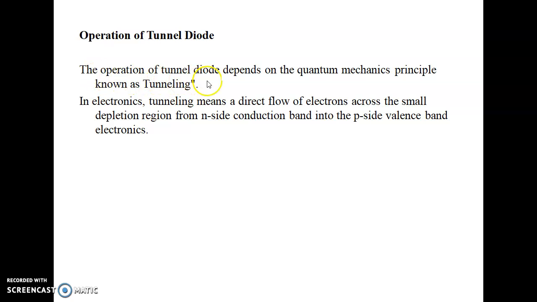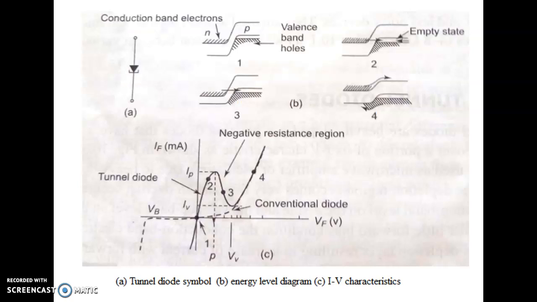The operation of a tunnel diode depends on the quantum mechanics principle known as tunneling. In electronics, tunneling means a direct flow of electrons across the small depletion region from the n-side conduction band into the p-side valence band. And this is the symbol for the tunnel diode or Esaki diode. Here, these two lines differentiate the tunnel diode from the normal p-n junction diode.